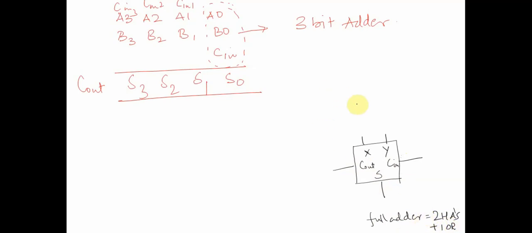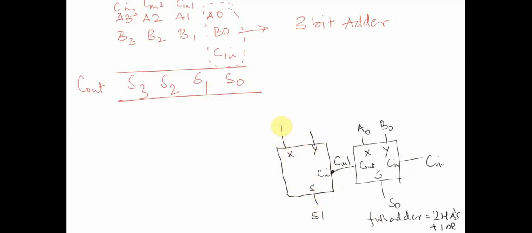Now let's assume that we input A0 here, B0 here, C in here. What would this give me? This will give me sum S0 with an intermediate carry, C in 1. Now let's assume that I cascade one more full adder over here, where this C in 1 goes to the C in port. Sum will give me S1. We have X and Y ports, which are connected to A1 and B1 respectively. And then we again have a C out of the full adder, which is C in 2.